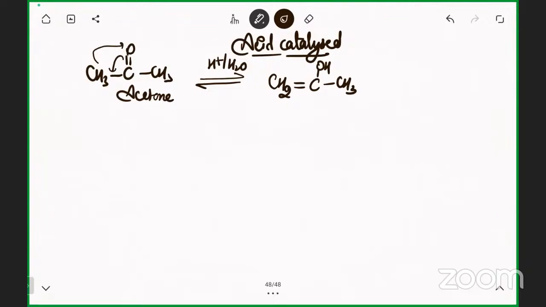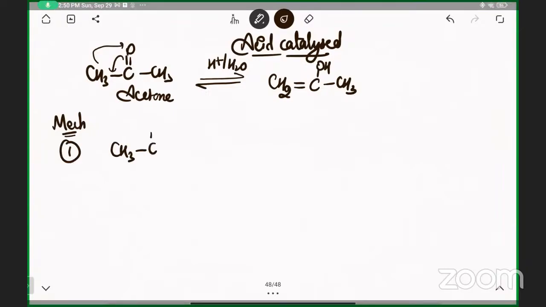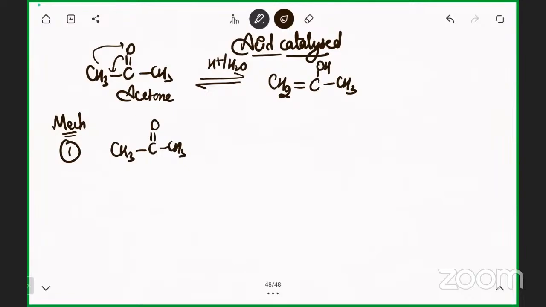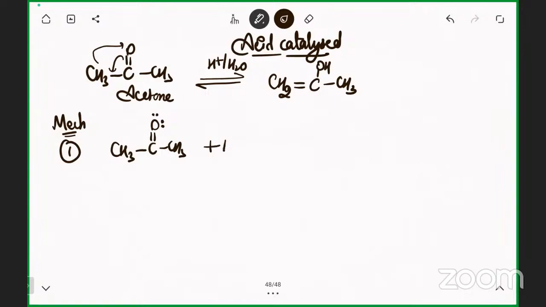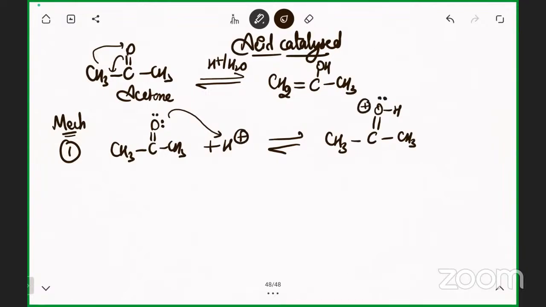So let's start with the mechanism of this particular reaction for the tautomers. First step, CH3, C double bond, O single bond, CH3. Oxygen has two lone pairs. These lone pairs will attract the hydrogen atom to come towards itself. So the compound formed will be CH3, C double bond, O single bond, H single bond, CH3, and oxygen will carry the positive charge with the electrons.